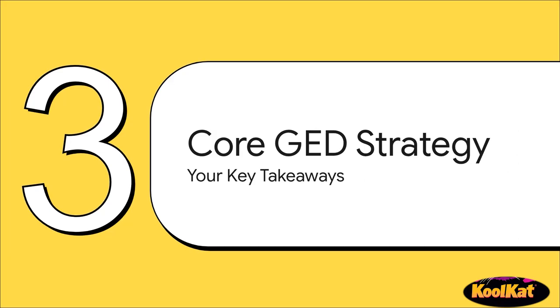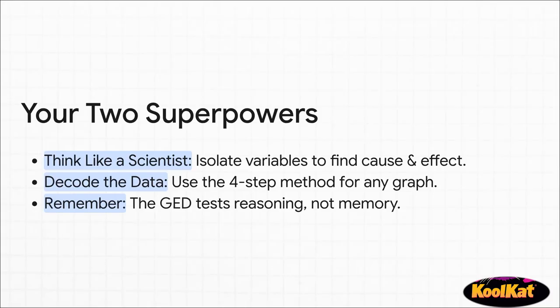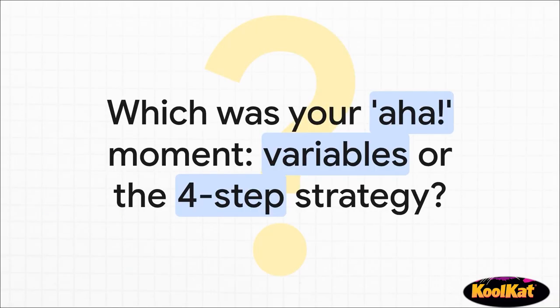Wow. Okay, we have covered some seriously powerful ground here. So let's just zoom out for a quick second and lock in the core strategies that you're going to take with you to that test. So, let's just put a bow on this. You now have 2 incredible superpowers for this test. First, you know how to think like a scientist, how to isolate those variables to really understand cause and effect. And second, you can decode any data they throw at you with that simple 4-step method. Just always remember, the GED is built to test your reasoning, not your memory. You've honestly made some huge progress today in understanding the real logic behind the GED science test.